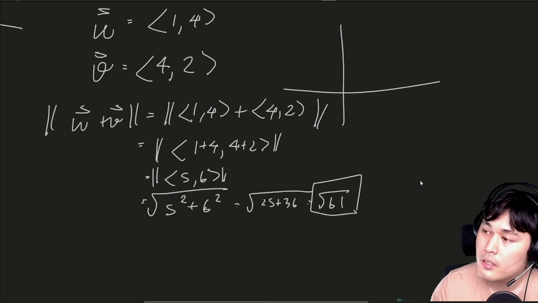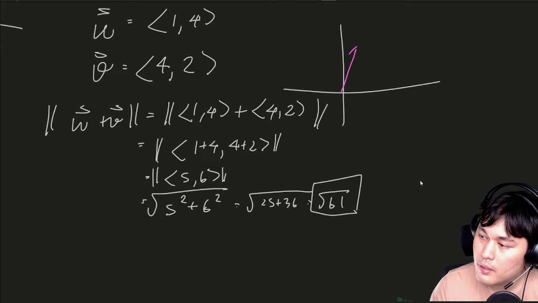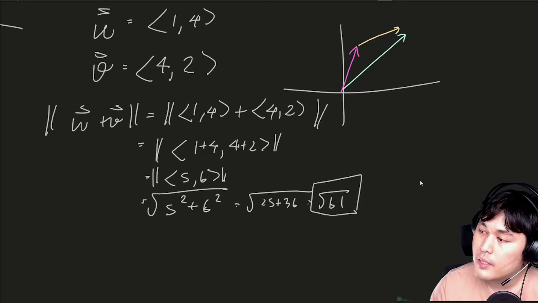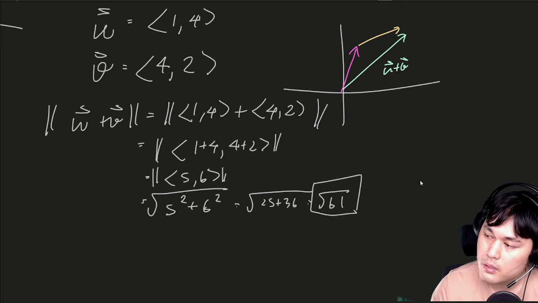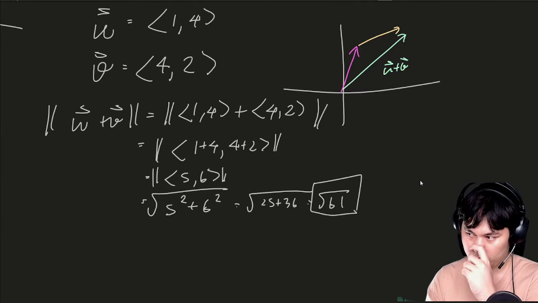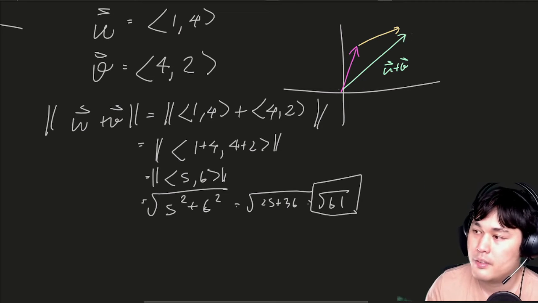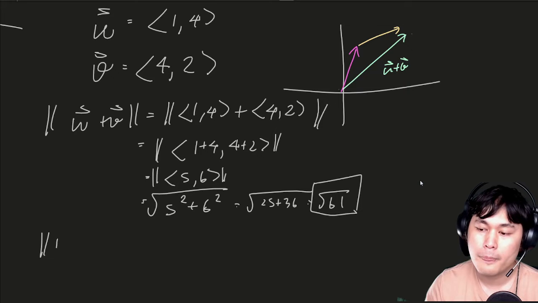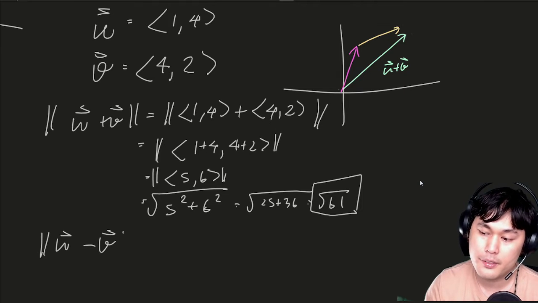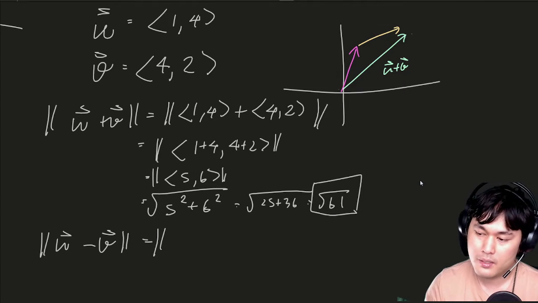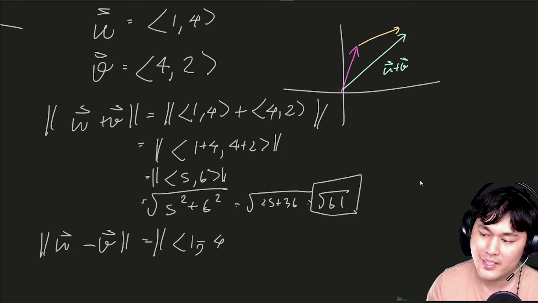We draw a graph. 1, 4 is moving like that. 4, 2 is going in that direction. So that's the result. That's the total. The length of this green line, of this green vector, is square root of 61. And if I ask you to find the difference, then just do it.